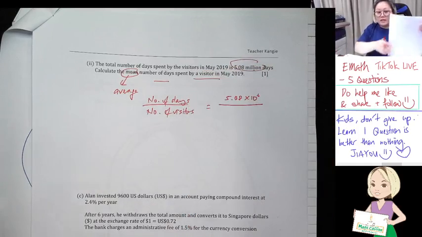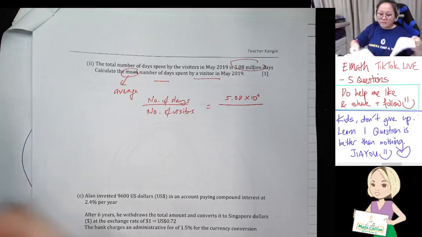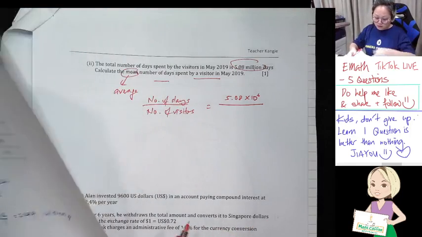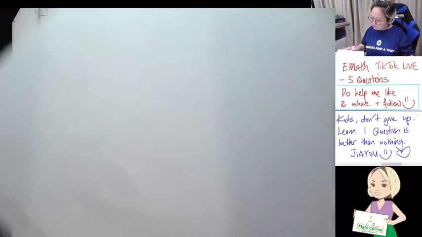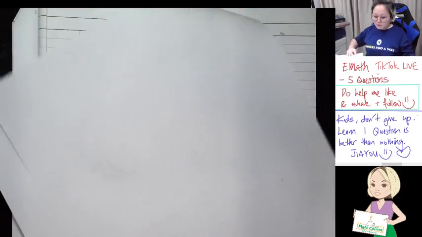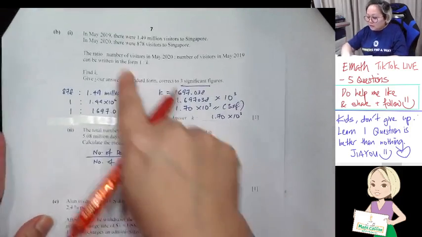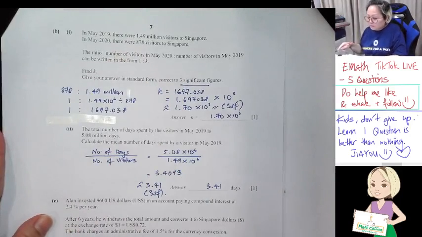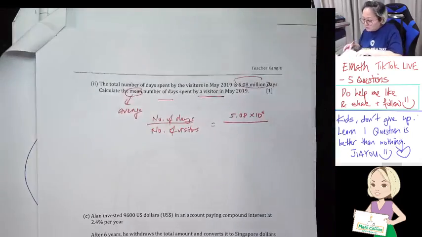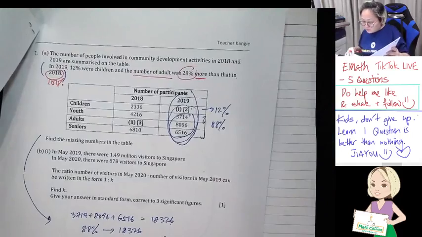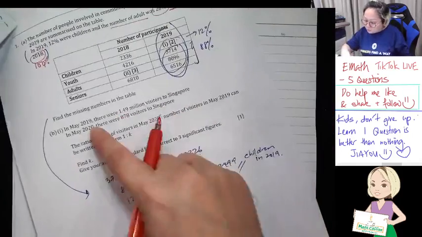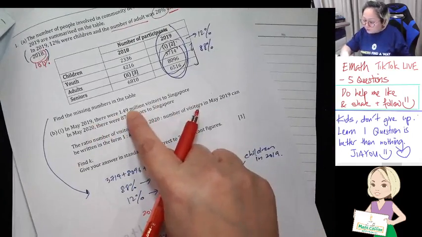And the number of visitors is, just now we have it, let's see, where is it? Okay, which is over here. Number of visitors, you will have to take May 2019. See here, May 2019 visitors is 1.49 million.